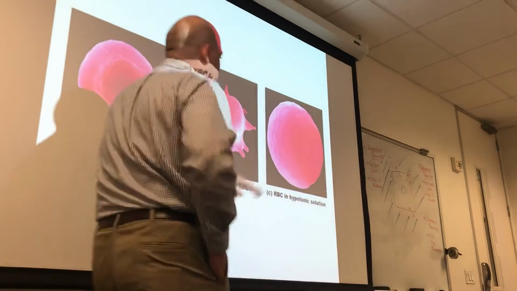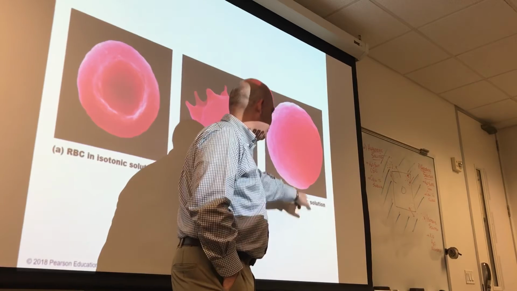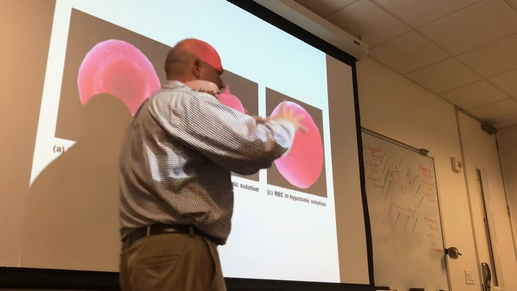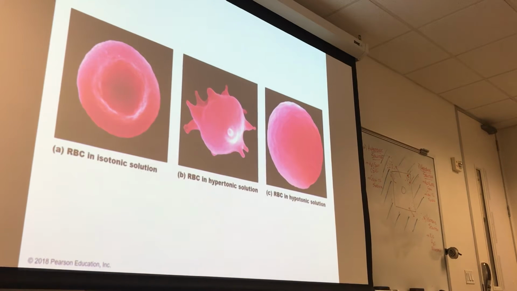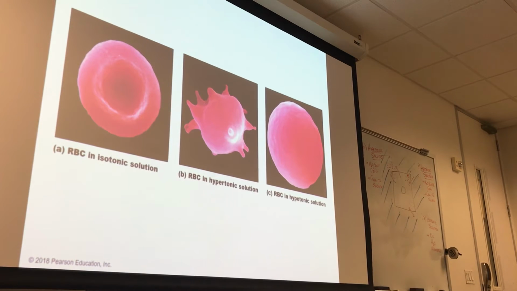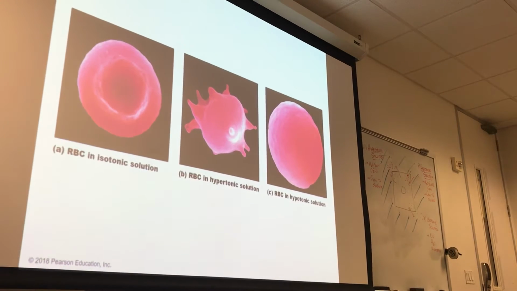On the same token, if that same red blood cell is put into a hypotonic solution, water will leave the plasma, enter into the cell, cause that cell to expand, and again, it's still carrying oxygen, but not nearly to the same efficiency as it normally would if it was in an isotonic solution where no water is moving in or out of the cell.